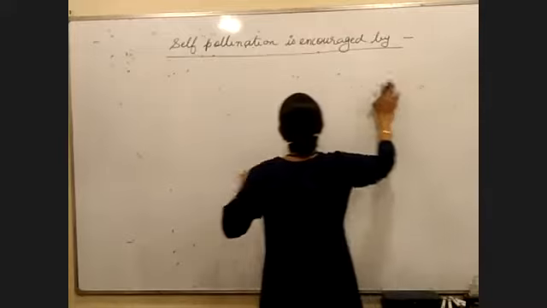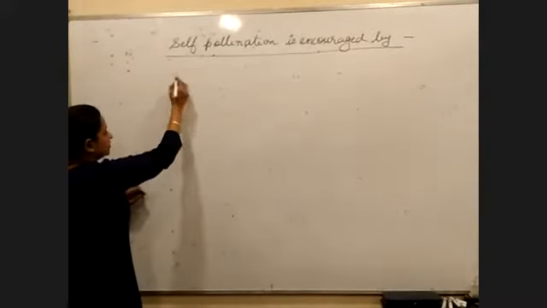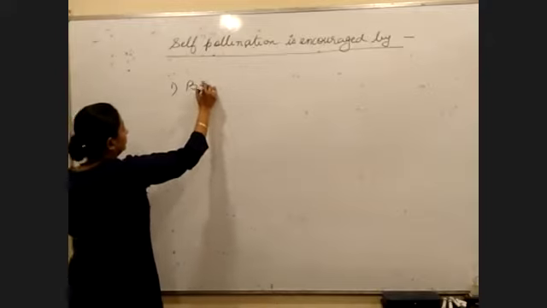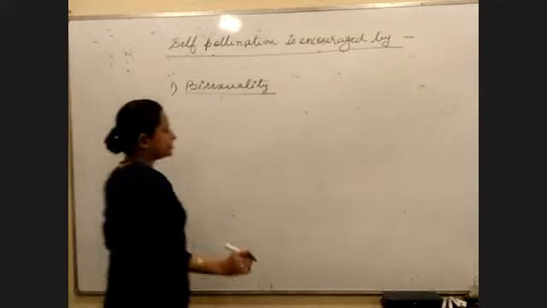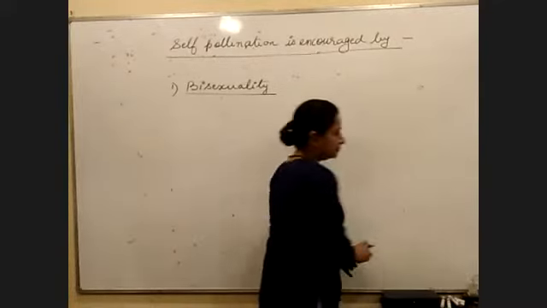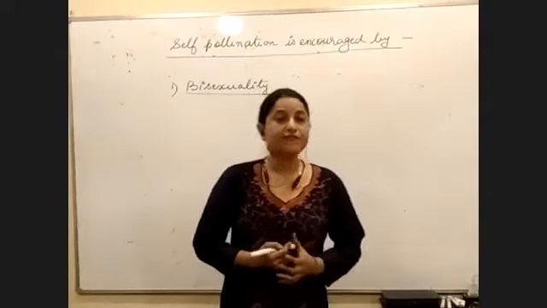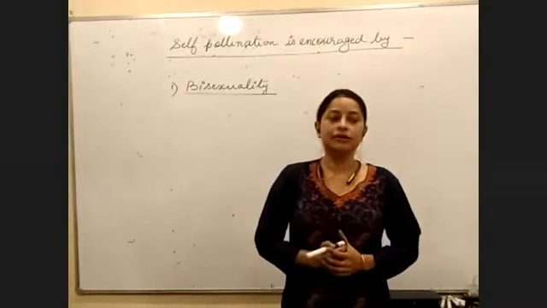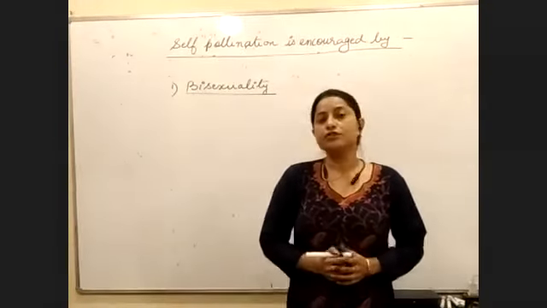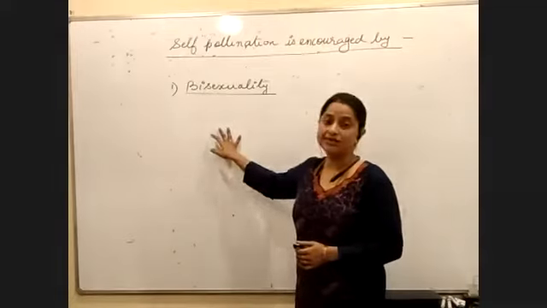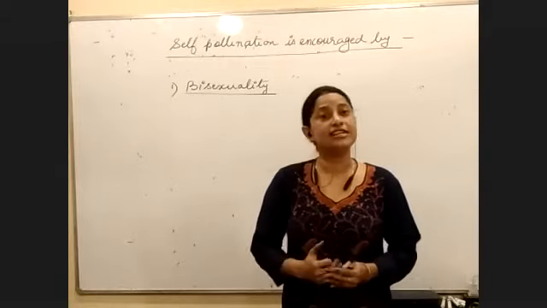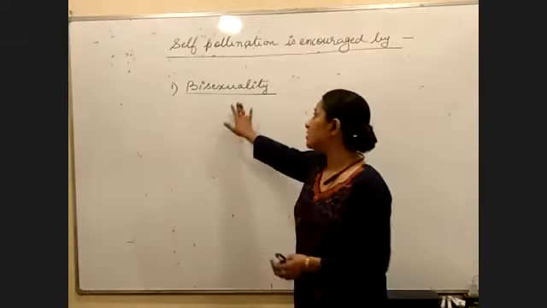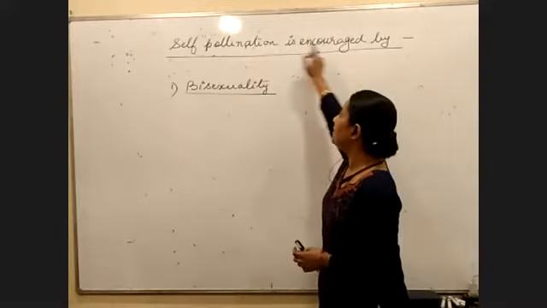So what are the factors that will enhance the plant to undergo self-pollination? The first factor that we talk about is bisexuality. What do we understand by this term? Both male and female parts should be present in the same flower. Very good. So if a plant has bisexual flowers, what is the chance, self-pollination or cross-pollination? There will be every chance of undergoing self-pollination. So bisexuality is one condition that will encourage self-pollination.